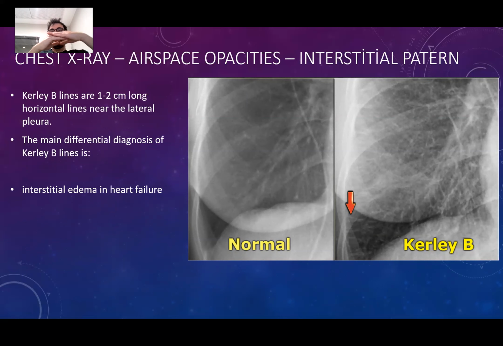So the interstitial area is going to be increased because of the edema. When there is no fluid inside the alveoles, but there is fluid inside the interstitial area, it will cause these reticular opacities, which will go all the way to the periphery of the lung and cause these Kerley B lines. It's a typical appearance for interstitial edema in heart failure.